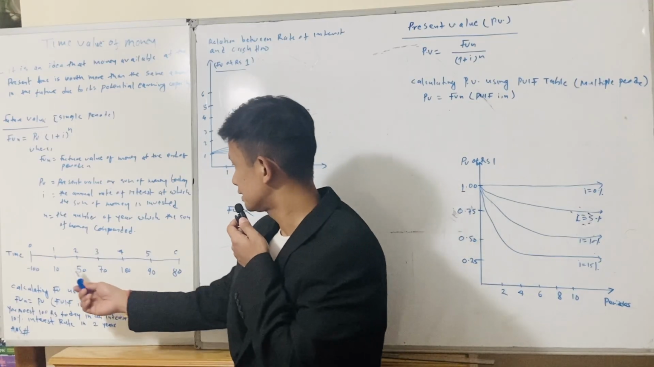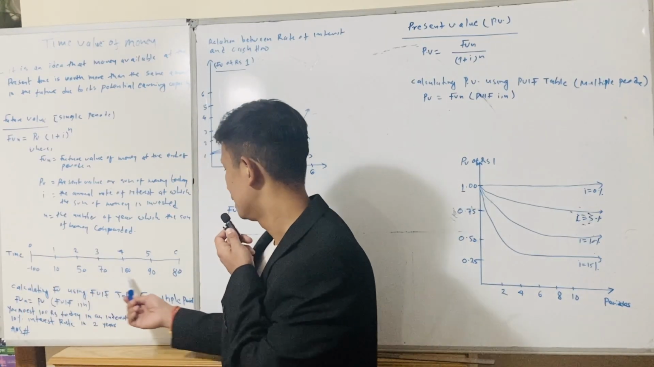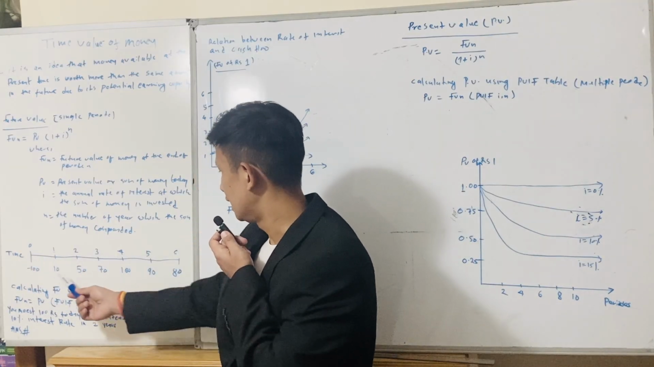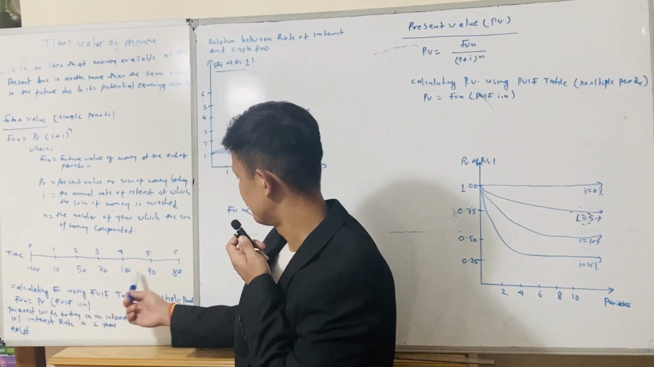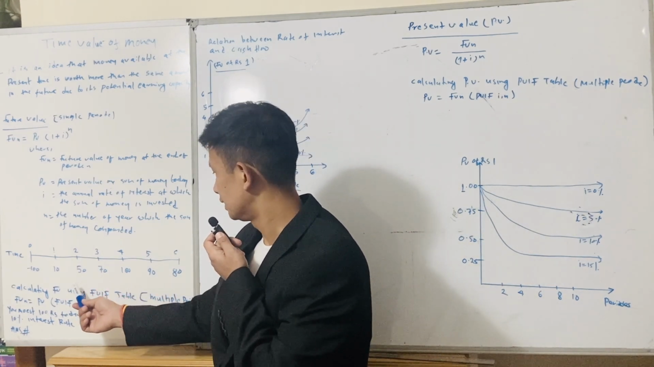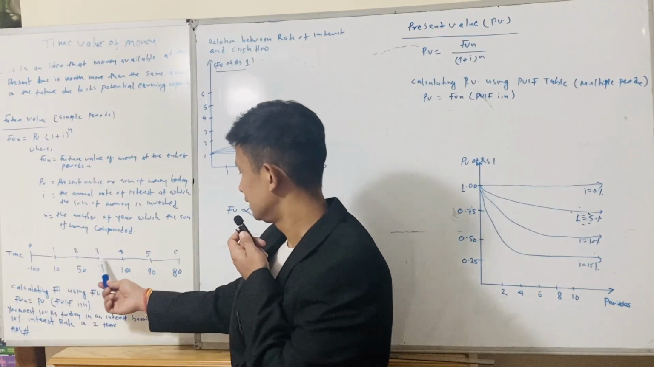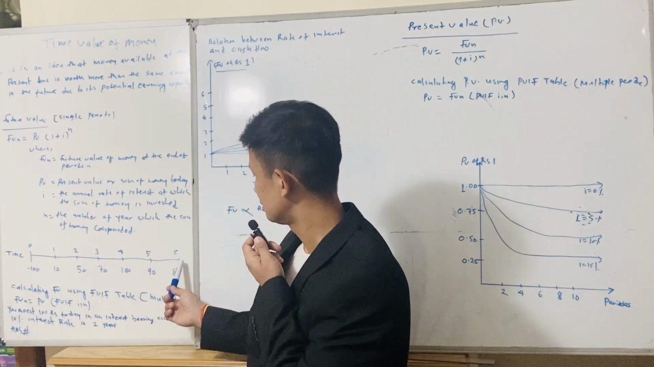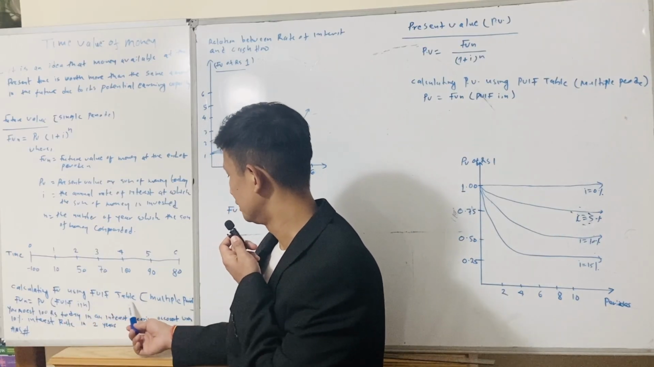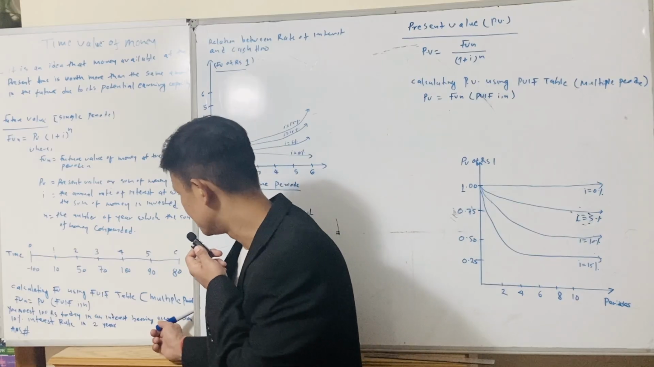Now let's have a look at this little diagram. This is time, the number of years, and this is the cash flow for the number of years that we want to invest, the cash flow that we get each and every year. That's the basic concept of the time value of money. Calculating future value using the future value table is multi-period.